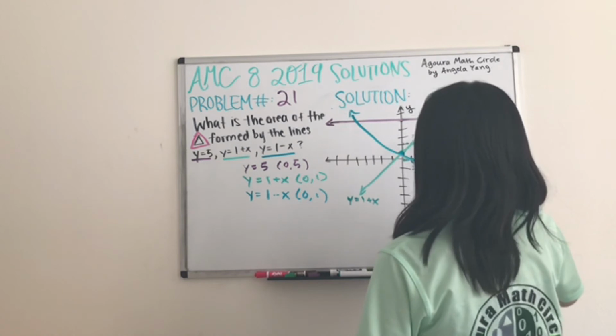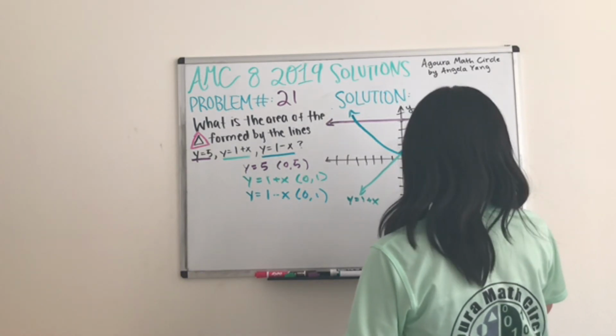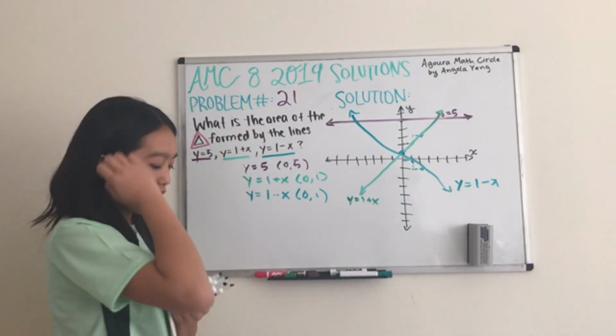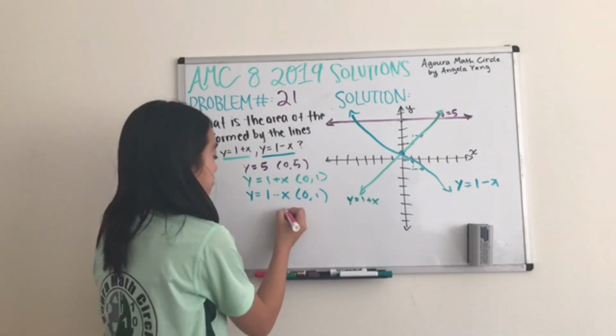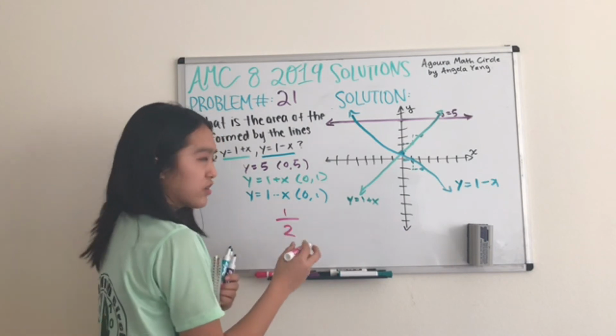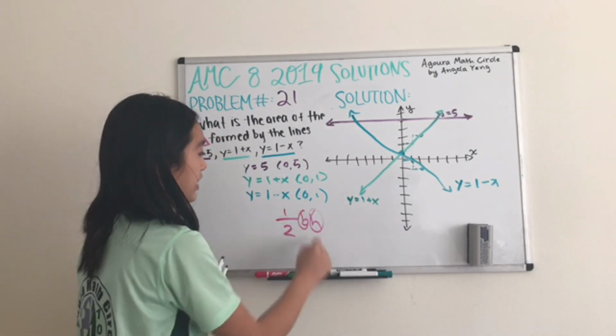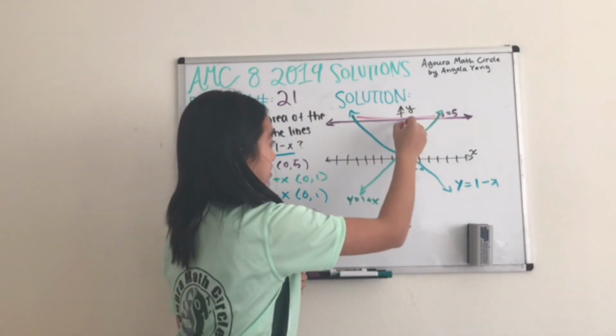It is supposed to look a lot better than that. And then that is y equals 1 minus x. And so now for the grand finale. So we all know that the area of a triangle is supposed to be 1/2 base times height. So we define what our base and our height is. So this is our base, and this is our height.